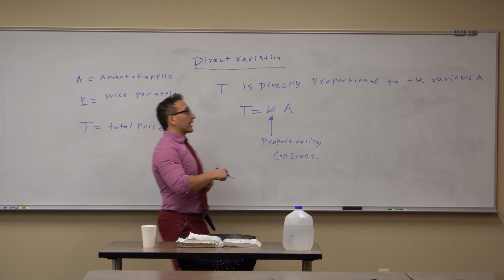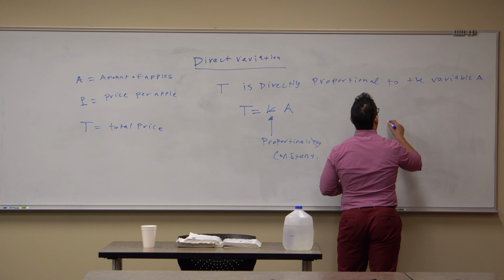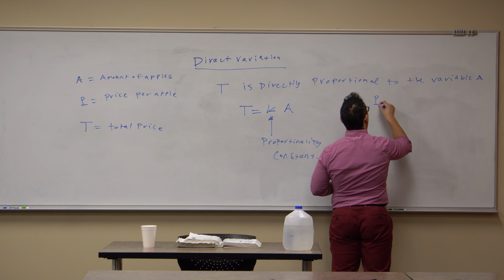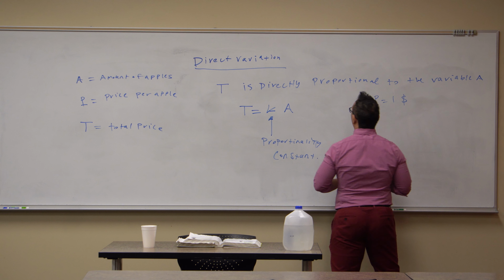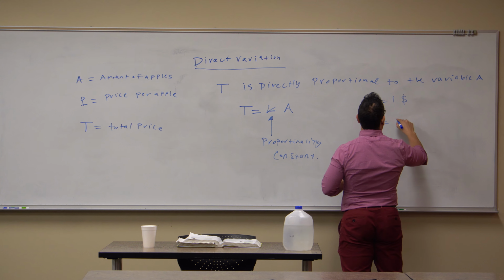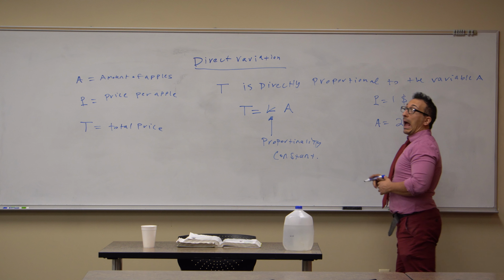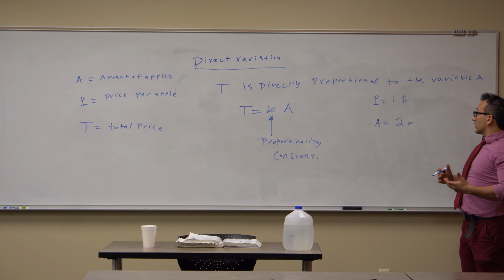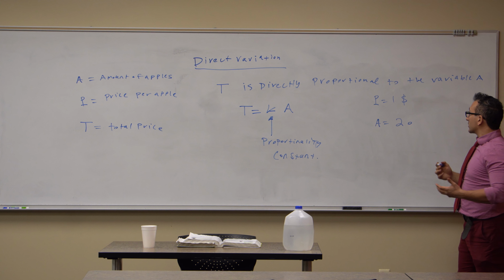So let's say I go to the store and the price per apple is $1, okay? And the amount of apples I buy, let's say I'm really hungry, I buy 20 apples, okay? What is the total price? Well, we all know this. It's 20 times $1, so $20, that's the total price.